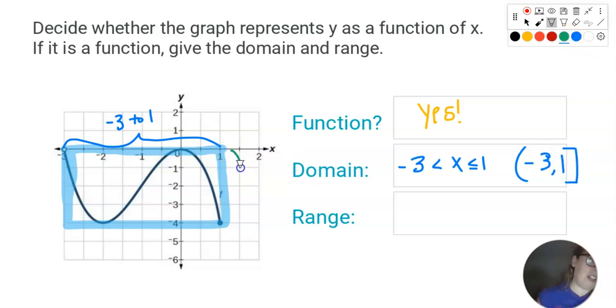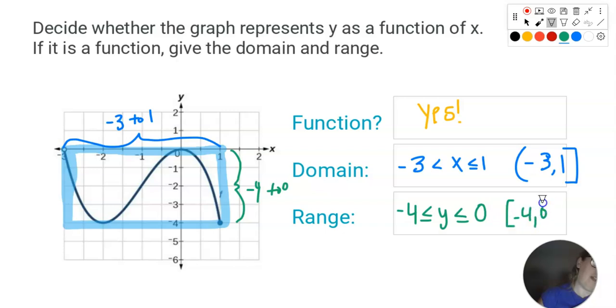And our range is like, okay, well, if that's essentially like the width, or that's the length, our range is looking up and down at our y values, which goes all the way down to -4 and then all the way up to 0. -4 has a closed circle, and 0 is filled in as well. So we have -4, 0.